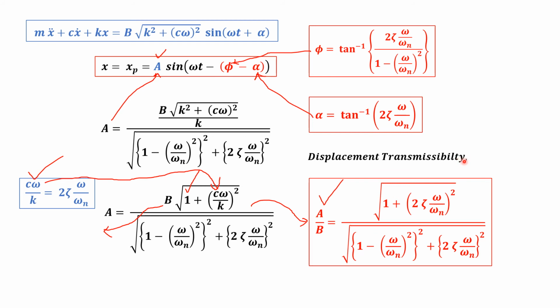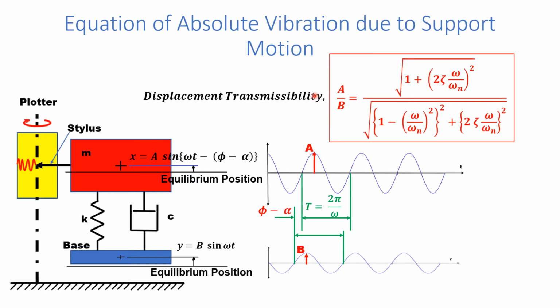So we have derived the relation for displacement transmissibility, which is defined as the ratio of the amplitude of mass to the amplitude of base. And here again the solution is x equals A sine(omega t minus phase difference phi minus alpha). Phi and alpha are calculated from this.